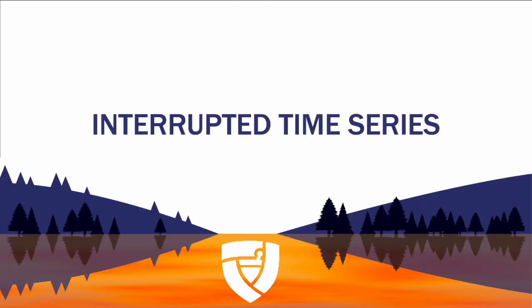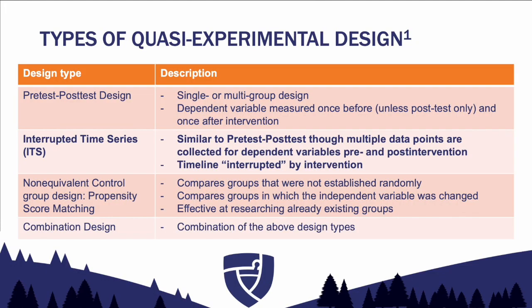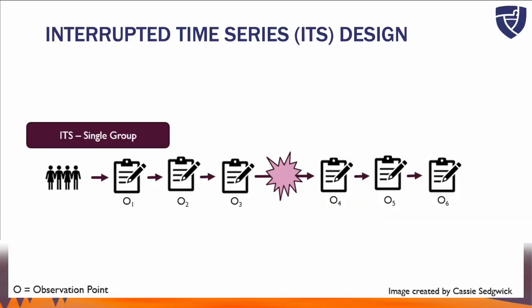Next, we'll discuss interrupted time series. An interrupted time series is quite similar to a pre-test, post-test, though multiple data points are collected for dependent variables before and after the intervention. Essentially, you have a timeline of outcome measures that's interrupted by the intervention.